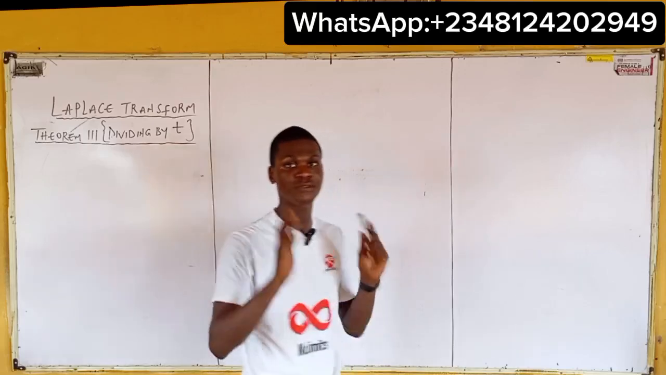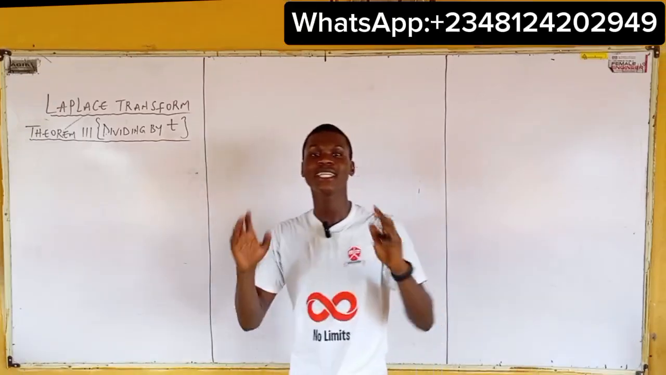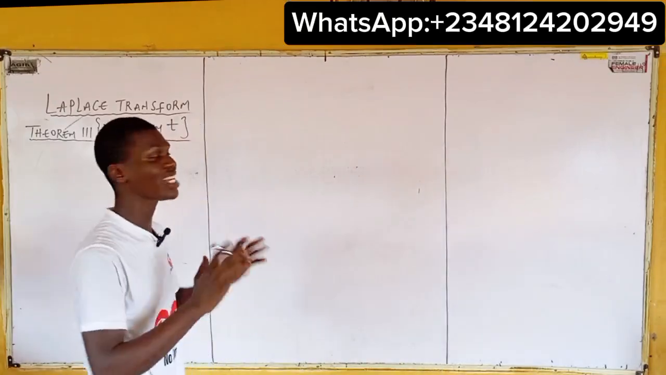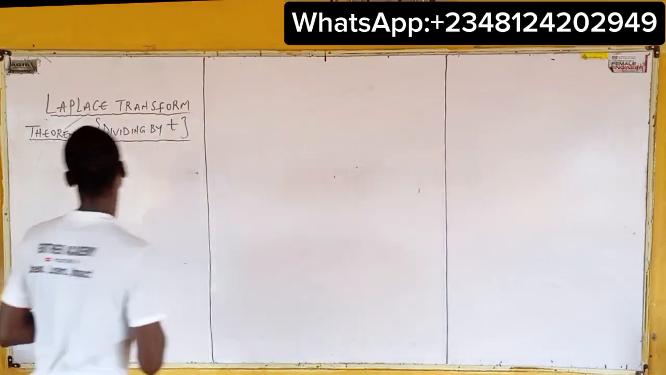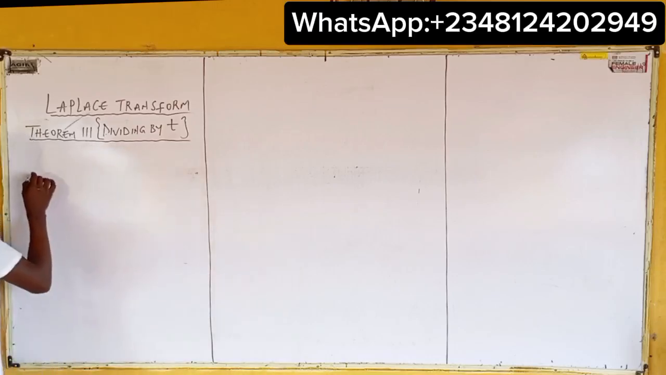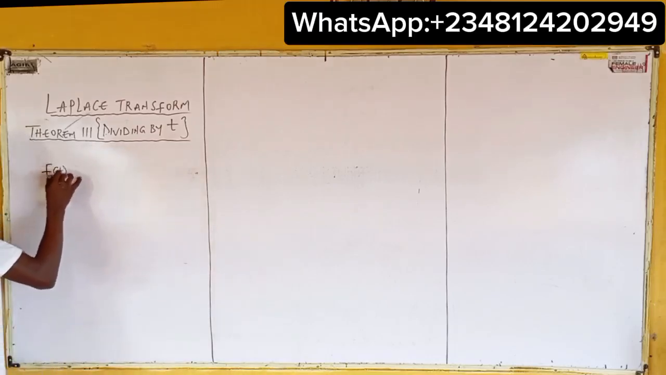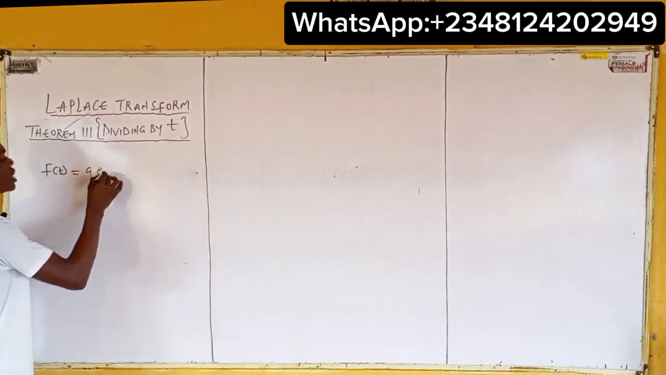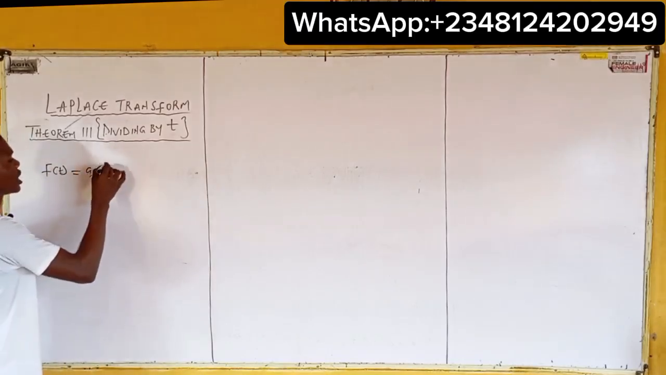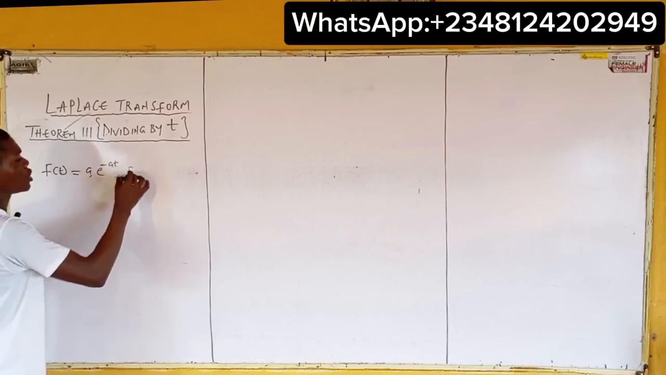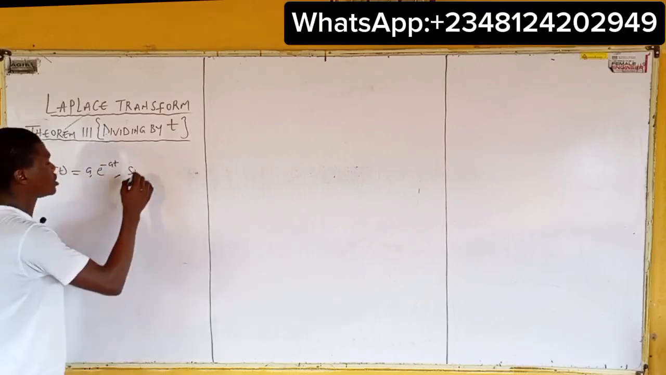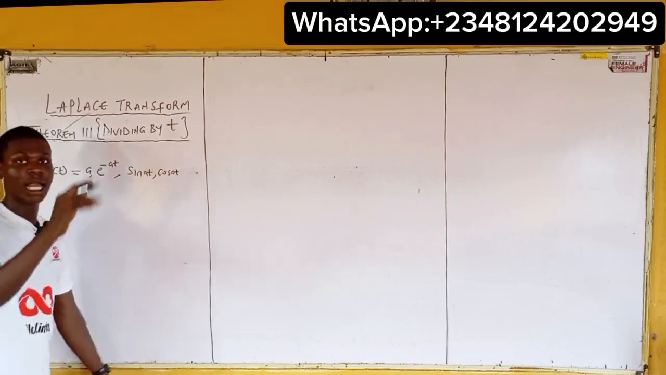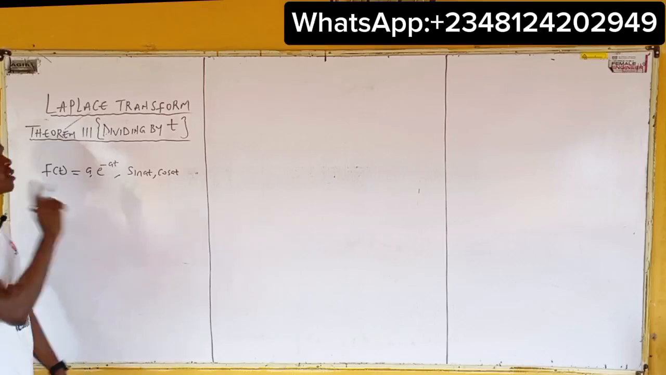Recall that when we started Laplace transform as a course, we said these are the possible functions that will be given. The first one is the function of a constant. The second one is an exponential function, meaning exponential negative at. Moving on, we have the trigonometric functions, which are sine at, cos at, and the likes. Now say you are given any of these functions.